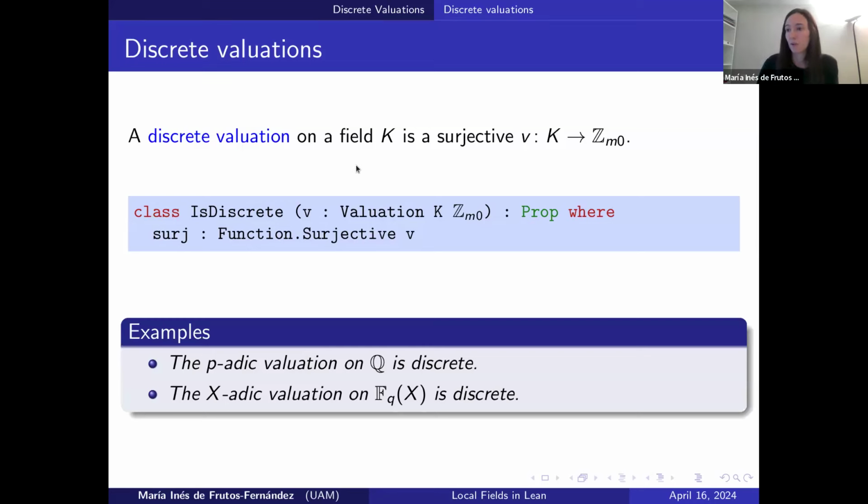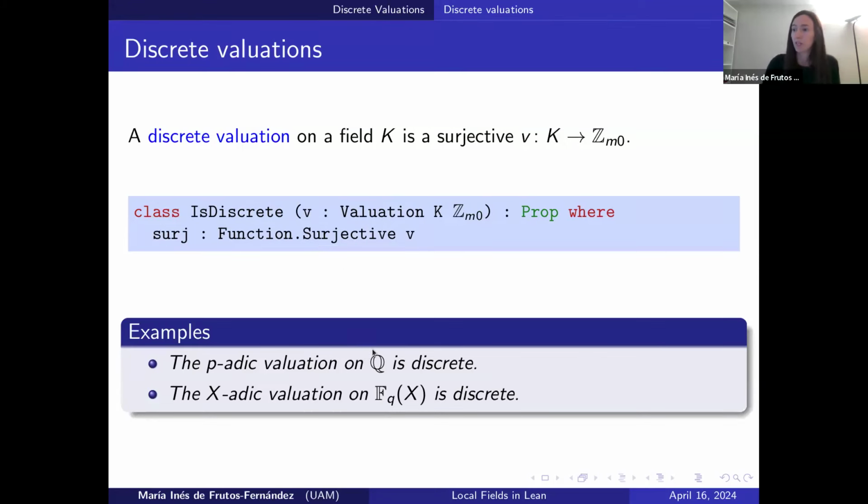A possible alternative would have been to say that a discrete valuation is a valuation taking values in ℤₘ₀ without requiring that valuation to be surjective. However, then we would have to deal with equivalent valuations, and this is something that we want to avoid. So we will always be working with the normalized discrete valuation. And this is just the code corresponding to this definition. We have a valuation on a field K taking values in ℤₘ₀. And the class IsDiscrete is just a proposition, the proposition that the valuation map is surjective.